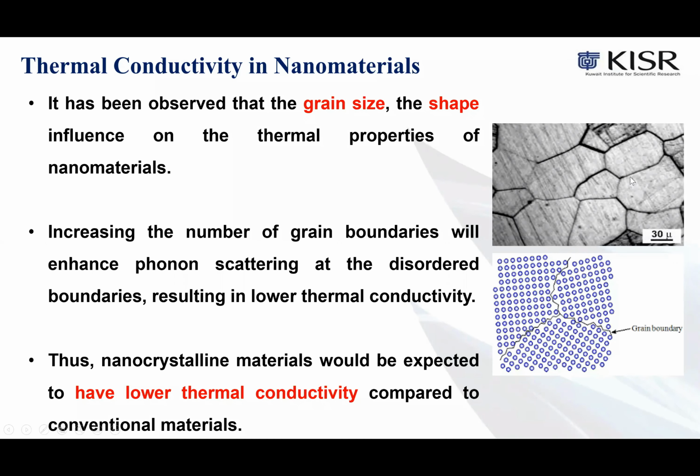As we can see here, this is the grain size and these are the grain boundaries, where the atoms in this area easily vibrate and have a lower melting point. Increasing the number of grain boundaries will enhance phonon scattering, and this will result in lower thermal conductivity. The nanocrystalline material would be expected to have a lower conductivity compared to the conventional material.